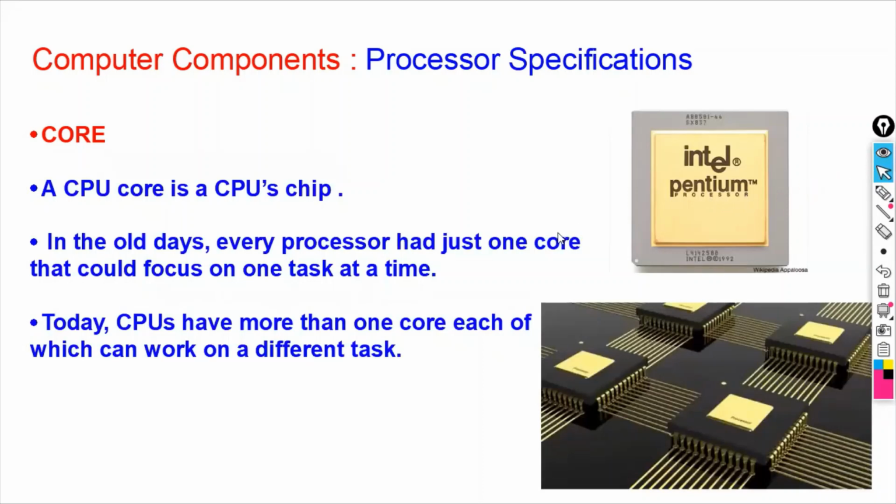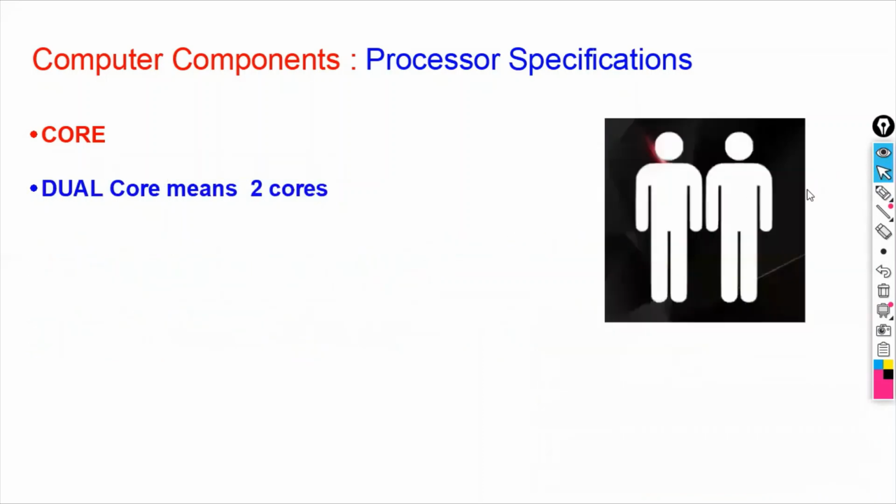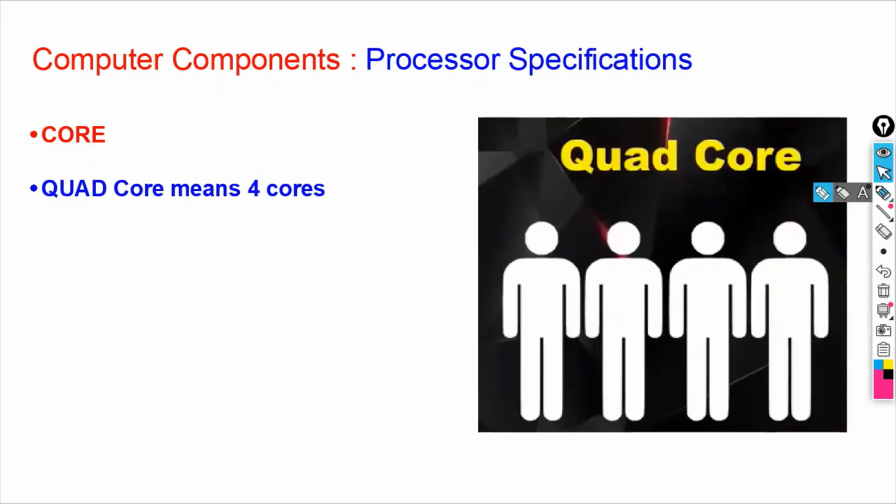So I think this slide is repeated. And let us try to understand the meaning of dual core. Dual core means two cores, which means you are giving one task to two persons and these two persons will perform the same task, which will make your process very fast. Quad core means four cores. You are providing the task to four people here.